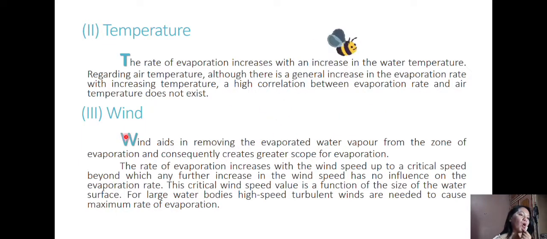Third, wind. Wind aids in removing the evaporated water vapor from the zone of evaporation and consequently creates greater scope for evaporation. The rate of evaporation increases with the wind speed up to a critical speed, beyond which any further increase in the wind speed has no influence on the evaporation rate. This critical wind speed value is a function of the size of the water surface. For large bodies, high-speed turbulent winds are needed to cause the maximum rate of evaporation.